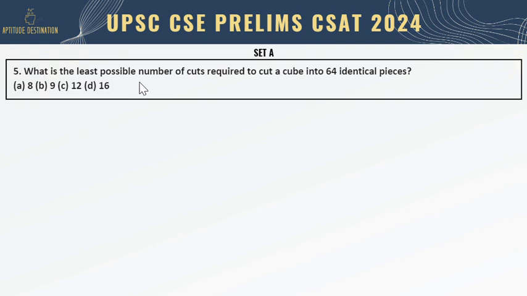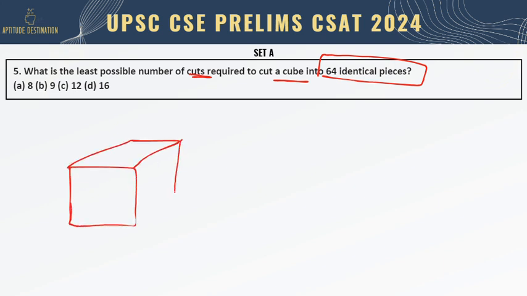So what is the least possible number of cuts required to cut a cube into 64 identical pieces? This is easy to decode just in your mind itself. Firstly, I'm going to solve this, then I'm going to teach a trick that you should note down for your upcoming exams. So let's just concentrate on 64 pieces right now.